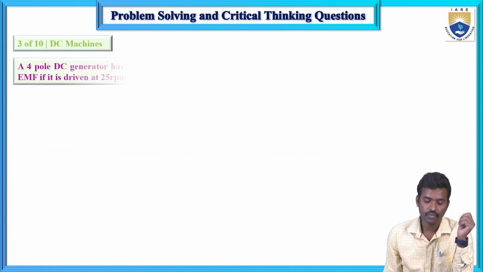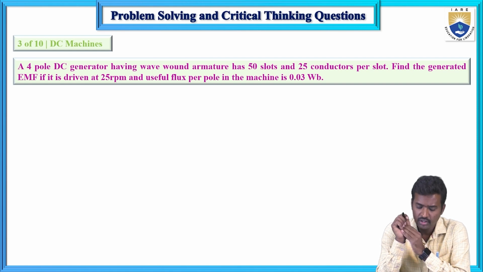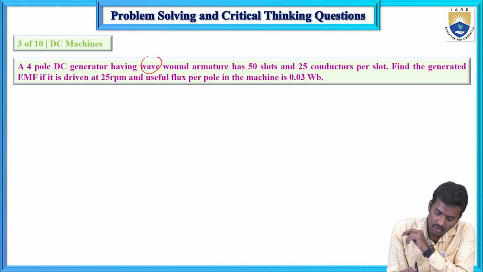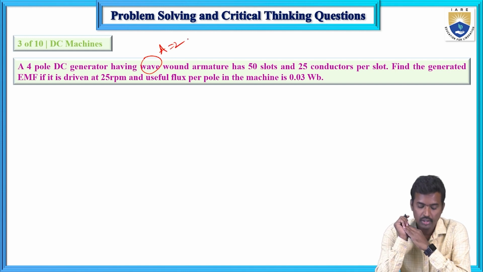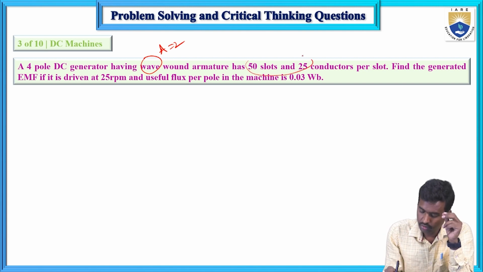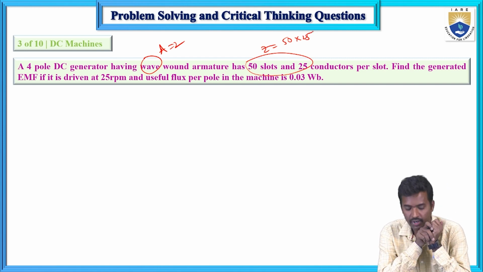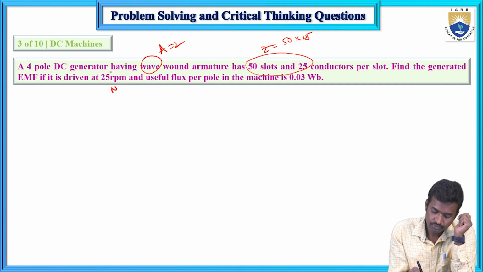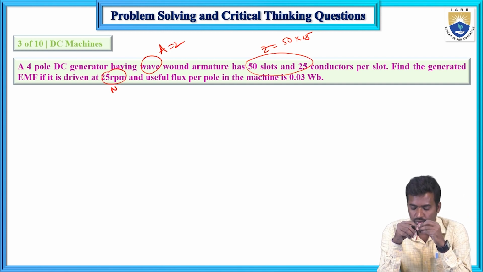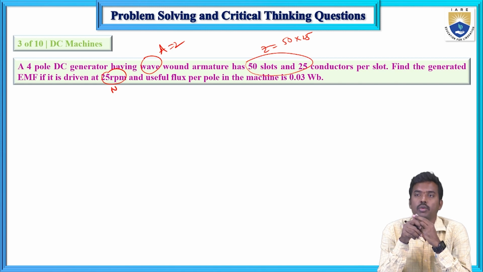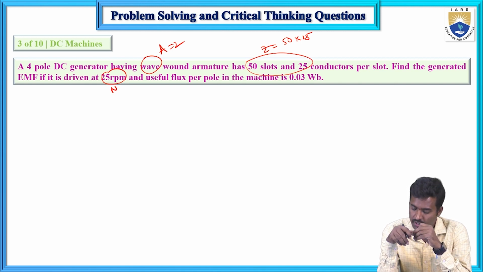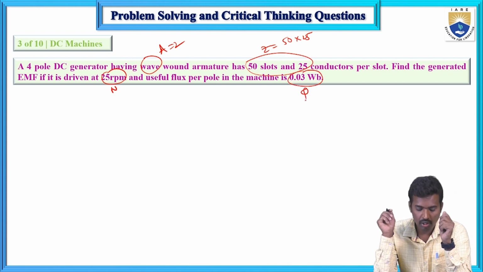Third problem: a 4 pole DC generator having a wave wound armature. Wave wound means A equals 2 only, not A equals P, and the armature has 50 slots and 25 conductors per slot. Here Z equals 50 into 25, and find the generated EMF if it is driven at 25 RPM, N equals 25 RPM, and the useful flux in the machine is 0.03 Webers. This is the flux. So all parameters are given.